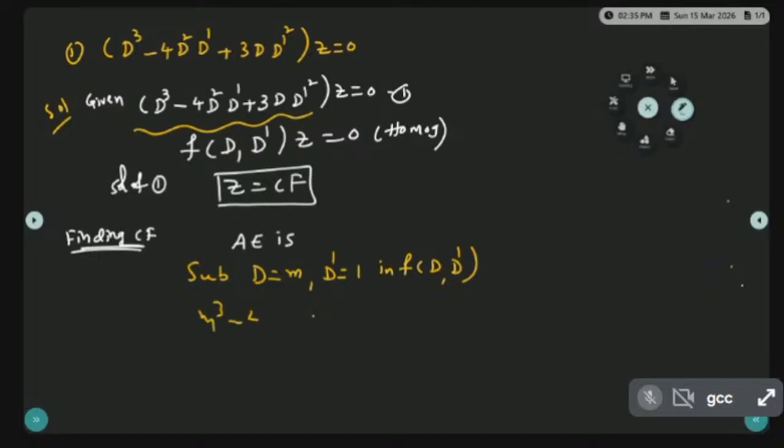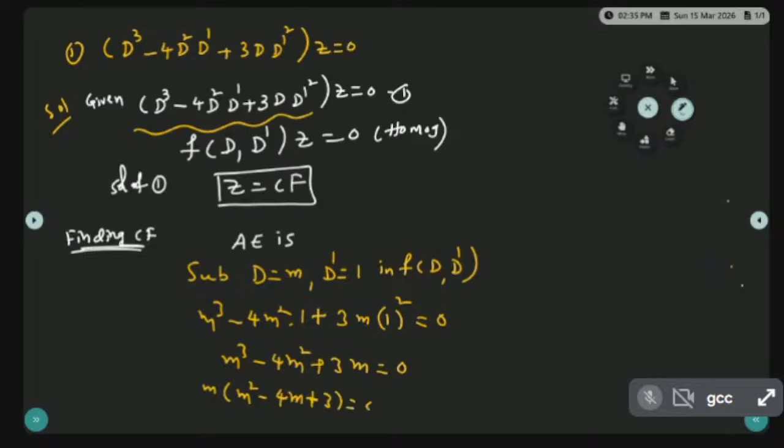M cube minus 4 M square plus 3 M. Only two changes: D with M, D dash equal to 1. Now it will convert to M cube minus 4M square plus 3M. In each and every expression, M is common. Take M common: M square minus 4M plus 3.